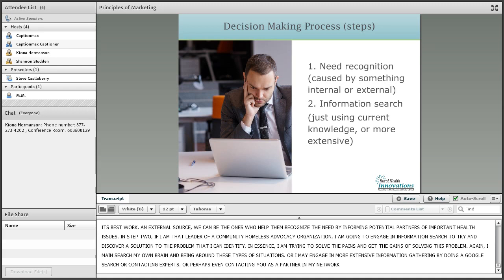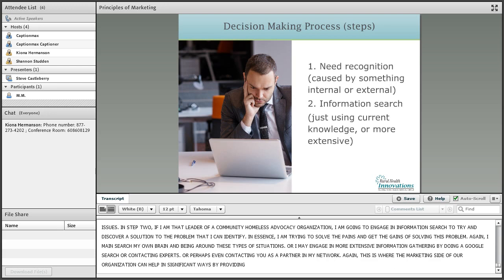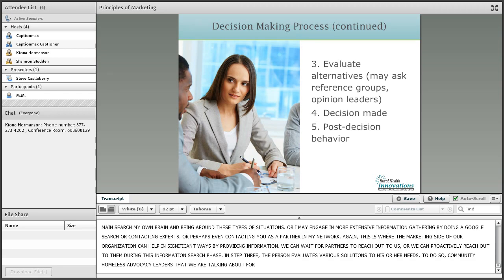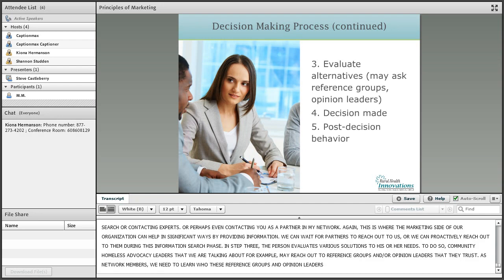In step two, if I'm that leader of a community homeless advocacy organization, I'm going to engage in information search to try and discover solutions to the problem that I've just identified. In essence, I'm trying to solve the pains and get the gains of solving this problem. Again, I may search my own brain, my own experiences with being around these types of situations. Or I may engage in more extensive information gathering by doing a Google search or, say, contacting experts, or perhaps even contacting you as a partner in my network.